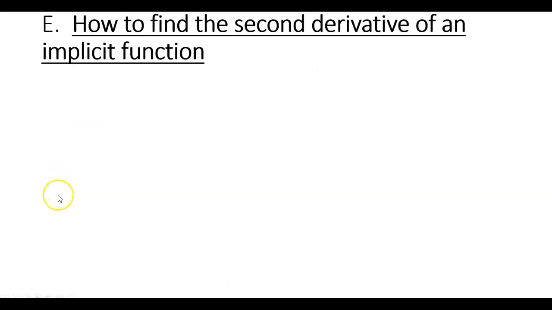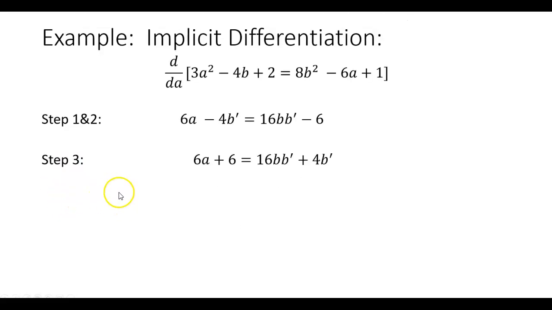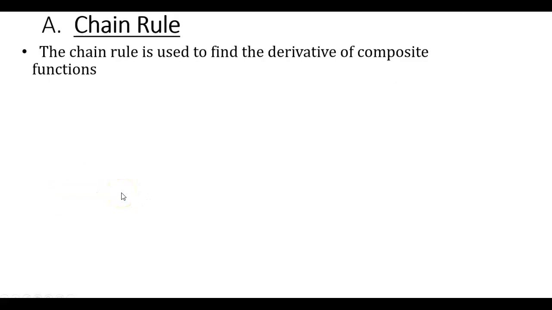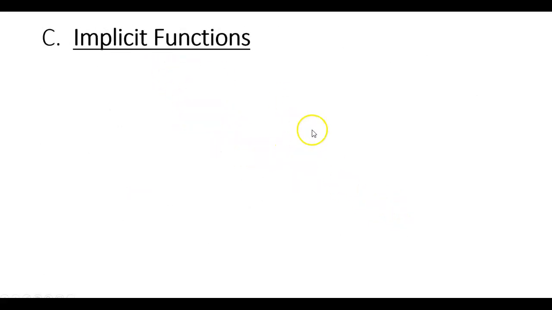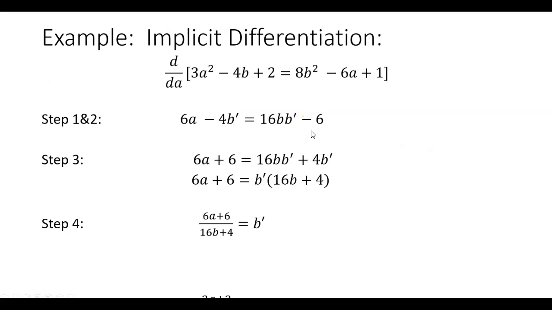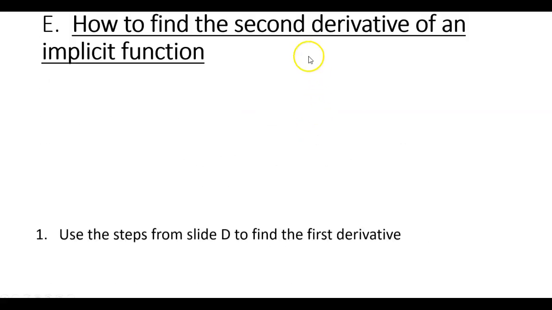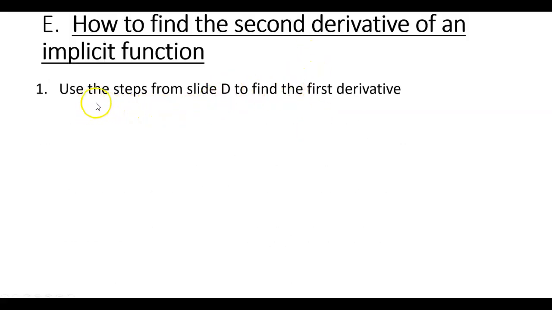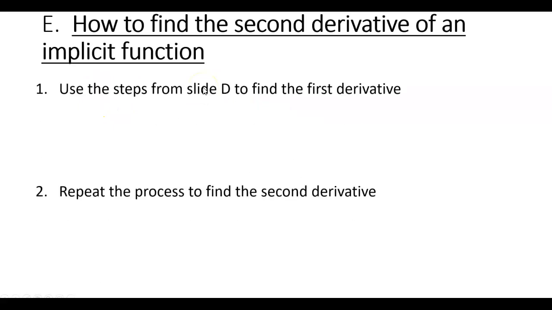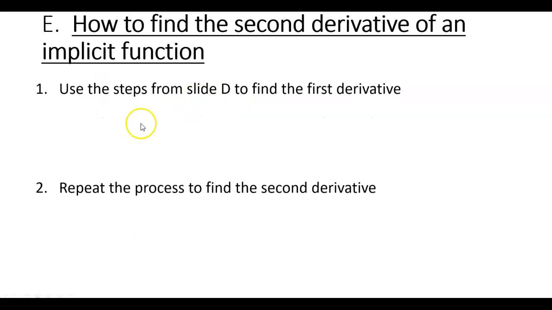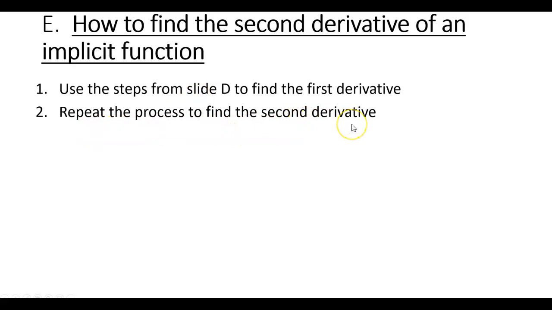Now let's talk about how to find the second derivative of an implicit function. We talked a little while back about higher order derivatives, which was right here. Well, if you can find the first derivative, you can find the second derivative. To find the second derivative of an implicit function, the first thing you do is just do what we just did. Find the first derivative by using this last slide here, slide D. Then you repeat it to find the second derivative.